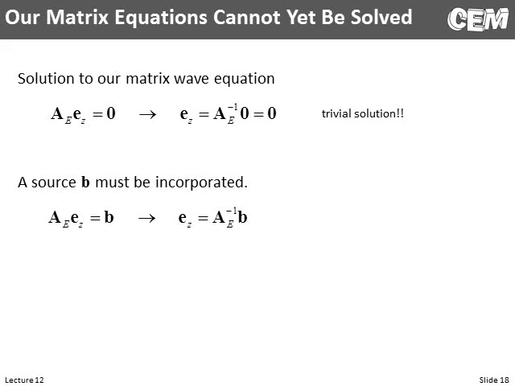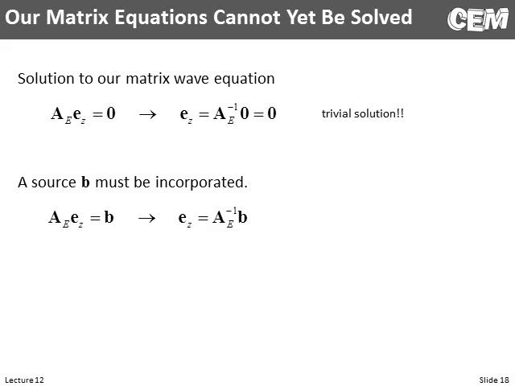Okay, so back to our matrix wave equation. It's of this form: A times E equals 0. Or if we did the H mode, we would have some A multiplying an H_z equals 0. So how do we solve this for E? Well, we pre-multiply both sides by the inverse of A, and essentially we have this: E_z is the inverse of A times 0, but that always equals 0. We call this a trivial solution, and our problem is not yet solvable.